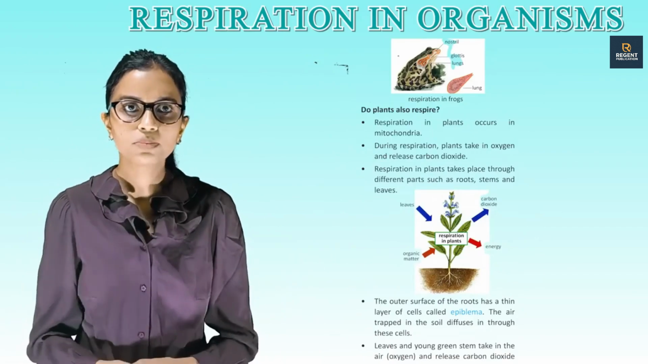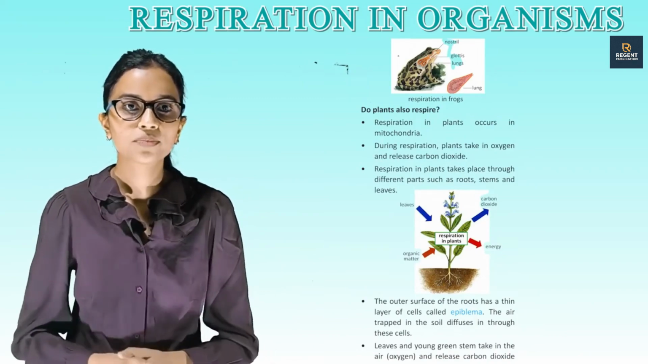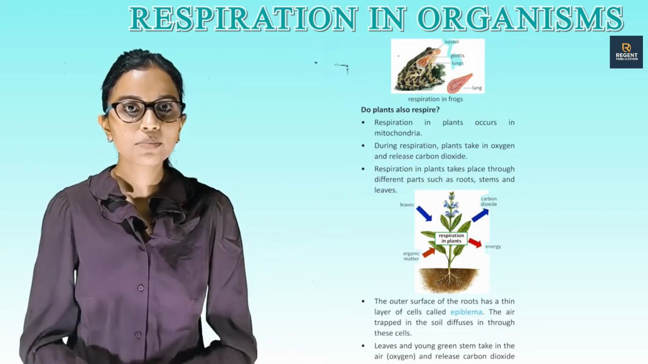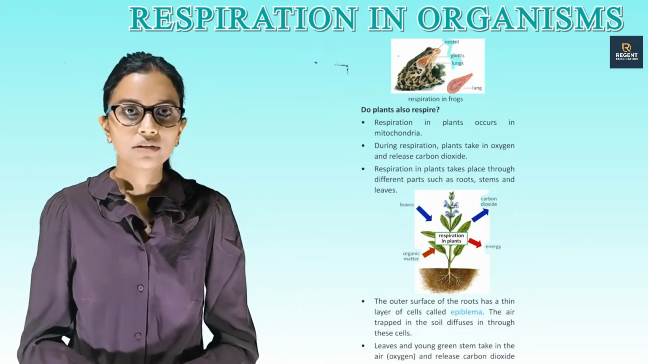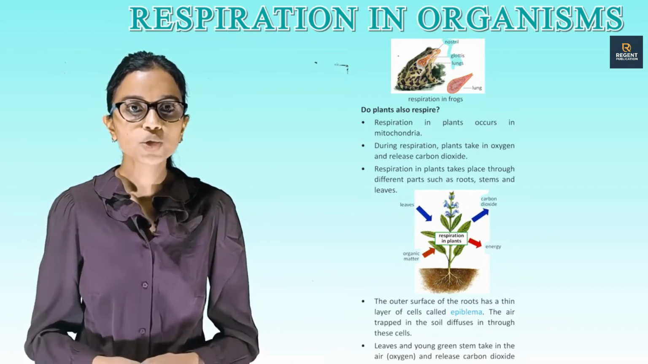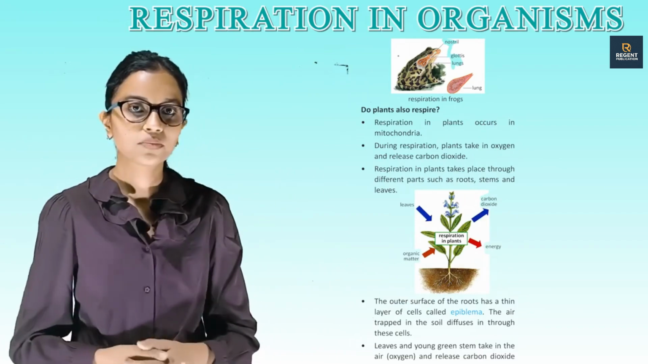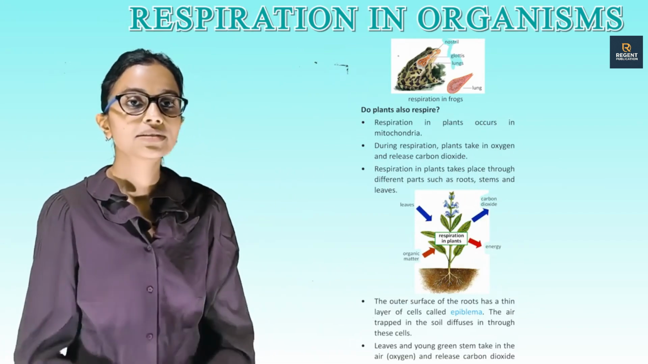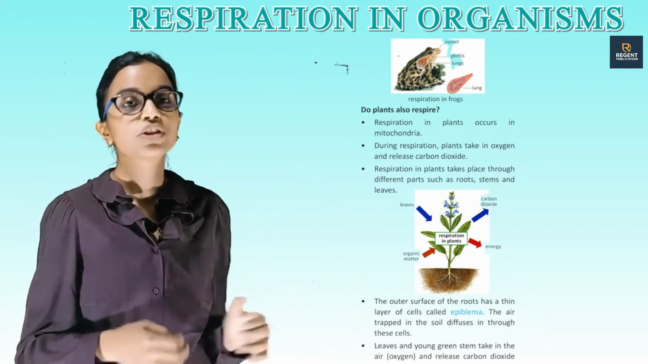Do plants also respire? Respiration in plants occurs in mitochondria. During respiration, plants take in oxygen and release carbon dioxide. Respiration in plants takes place through different parts such as roots, stems and leaves. Now children, this is the diagram of a plant which is showing the respiration.